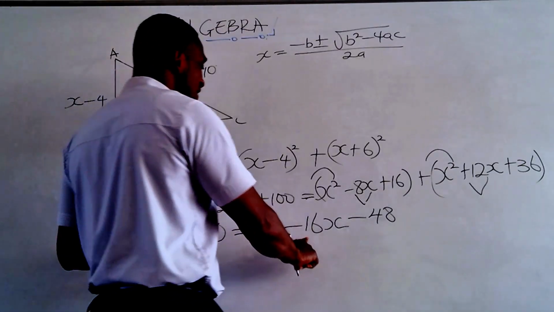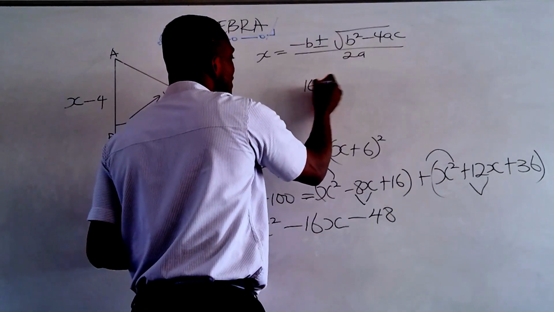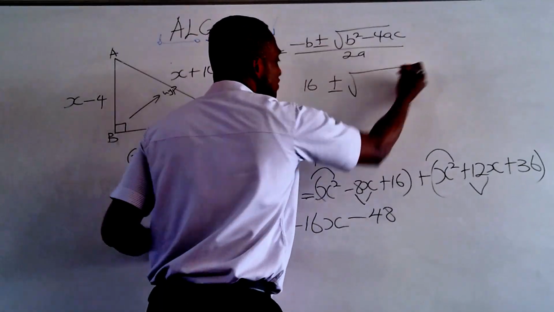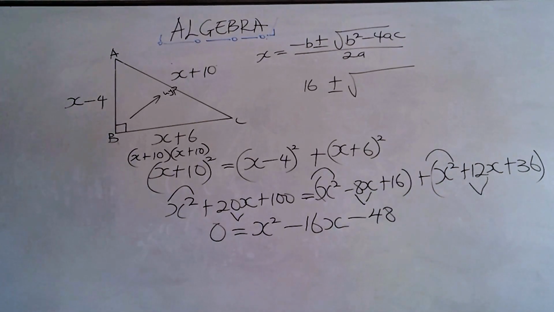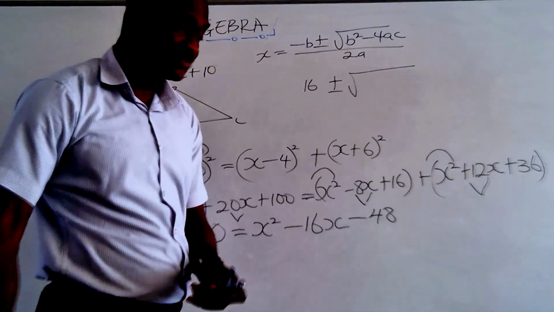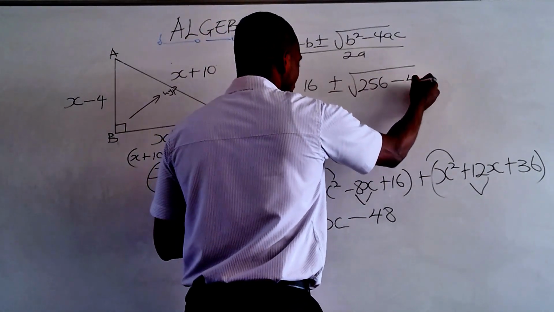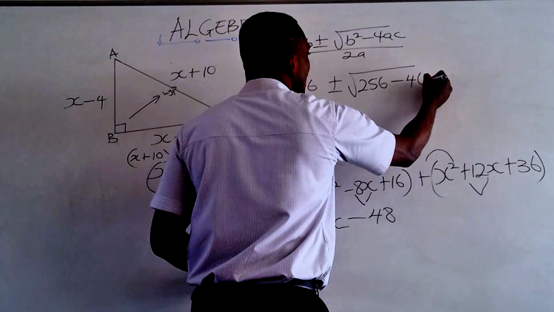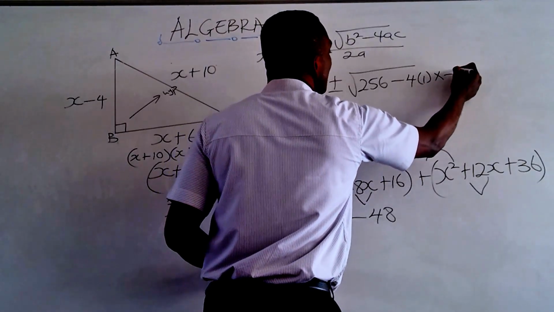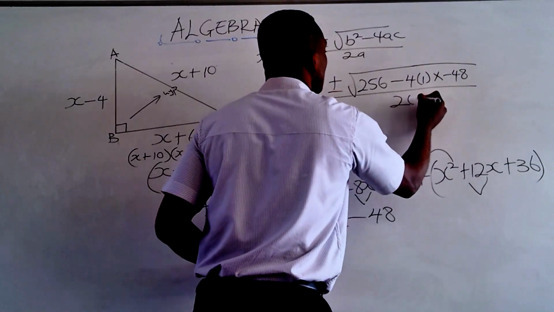Now let's look at this. Minus b, where b is 16, so minus 16, plus or minus the square root of 16 squared. 16 squared is 16 times 16, which gives us 256. We have 256 minus 4 times 1, which is our a, times negative 48, which is our c, all over 2a, 2 times 1.